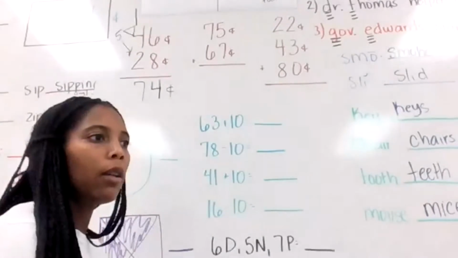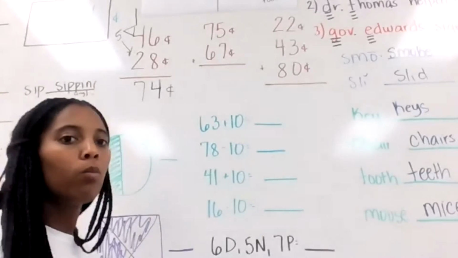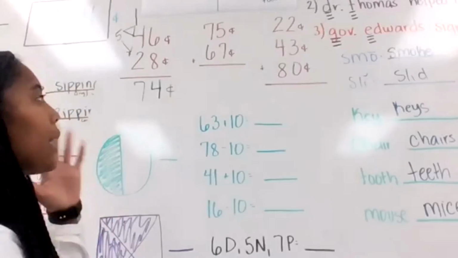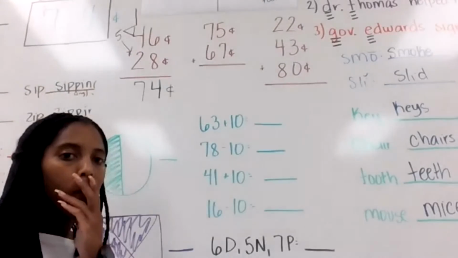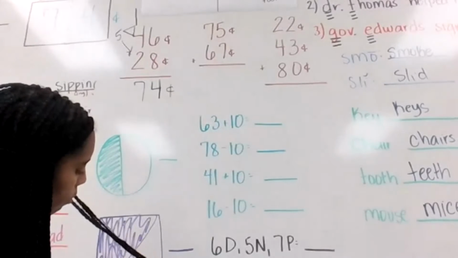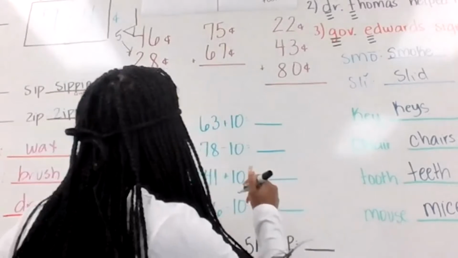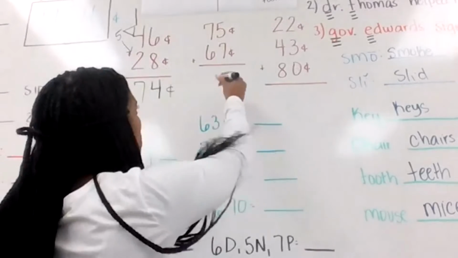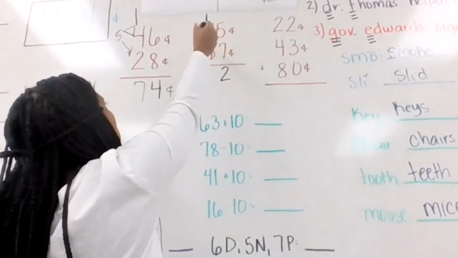Okay, let's go ahead. Anybody want to walk us through this one? 75 cents plus 67 cents. Okay, go ahead, Hannah. 5 plus 7 equals 12. Okay, how do I show that? 2, carry the 1. I carry my 1 up here, okay?